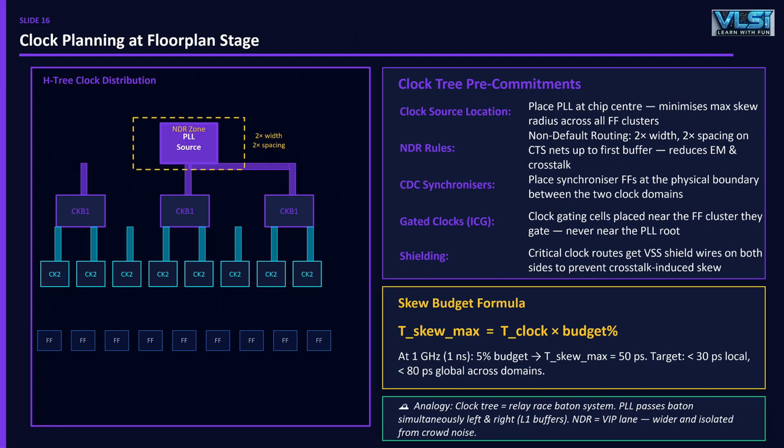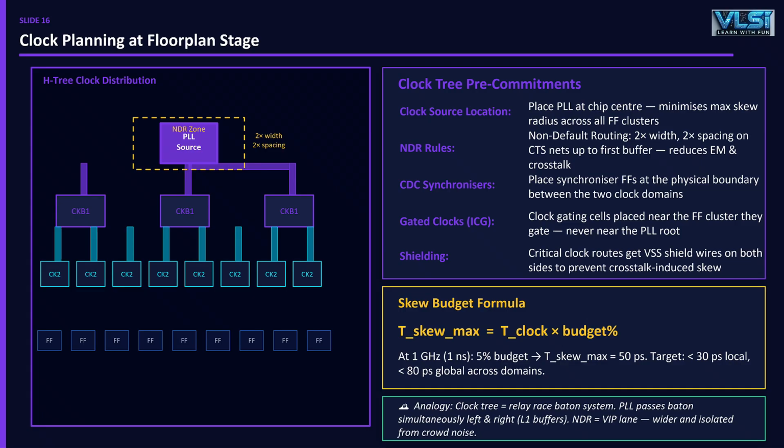Now let's talk about the heartbeat of your entire chip, the clock. Everything we've discussed so far, logic, power, placement, all of it depends on one thing working perfectly, the clock signal. Imagine a school. There's a bell that tells every classroom when to start. If one class hears it late and another hears it early, total chaos. That's exactly what happens in a chip if clock is not properly planned. Now here's the key. During floor planning, you are not building the clock tree yet, but you are deciding whether it is even possible to build a good one later.